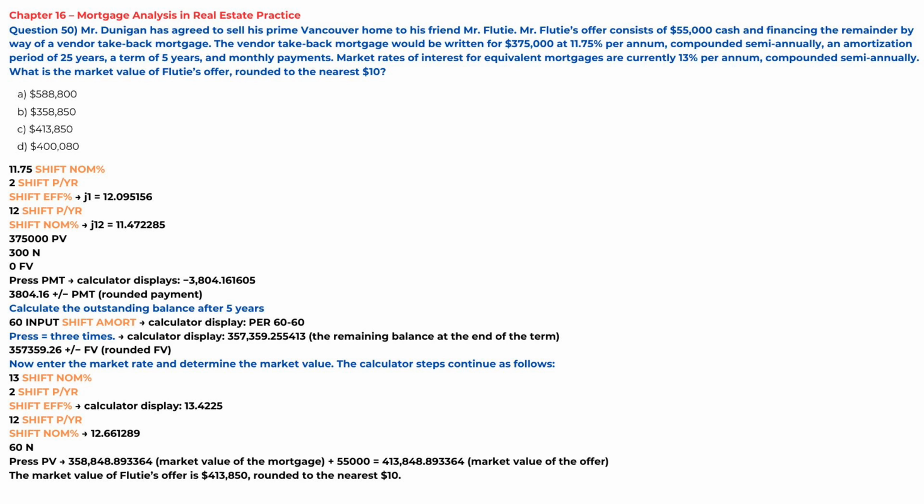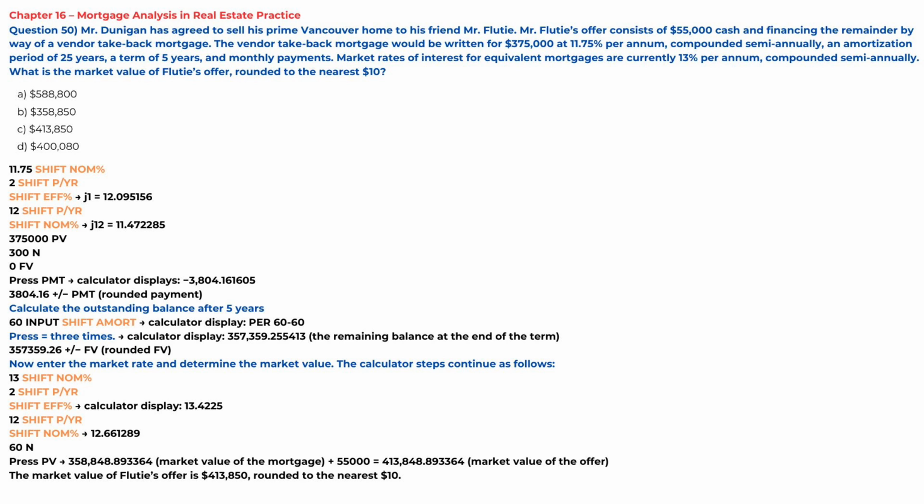11.75. Shift Nom. Shift P/Y. Shift Effective. Calculator stores J1 equals 12.0956. 12. Shift P/Y. Shift Nom. Calculator displays J12 11.47285. 375,000 PV. 300 N, 25 years times 12 monthly payments. 0 FV. Press PMT. Calculator displays negative 3804.161605. 3804.16, plus and minus sign, and then press PMT, rounded payment.